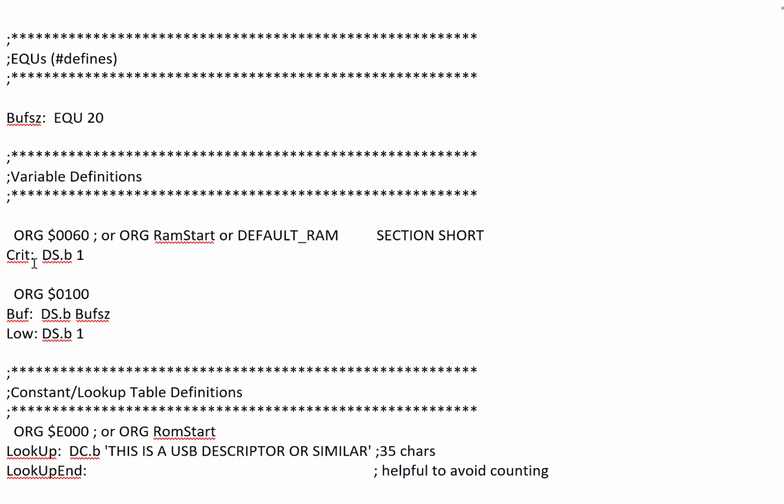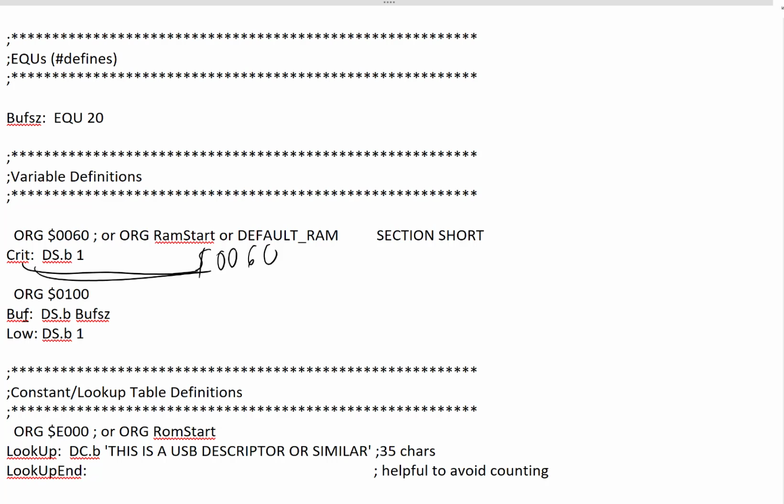And here I've got a little variable called crit. It's just 1 byte long. So every instance of crit, we're going to replace that with hex 60. Now, why is that? Because we started here and it's the first thing that was defined. The next thing we do is we have an org statement, so we're going to move out to the areas of RAM that aren't directly addressable. They can be still reached by the extended addressing mode, but they'll be a little slower to get to.